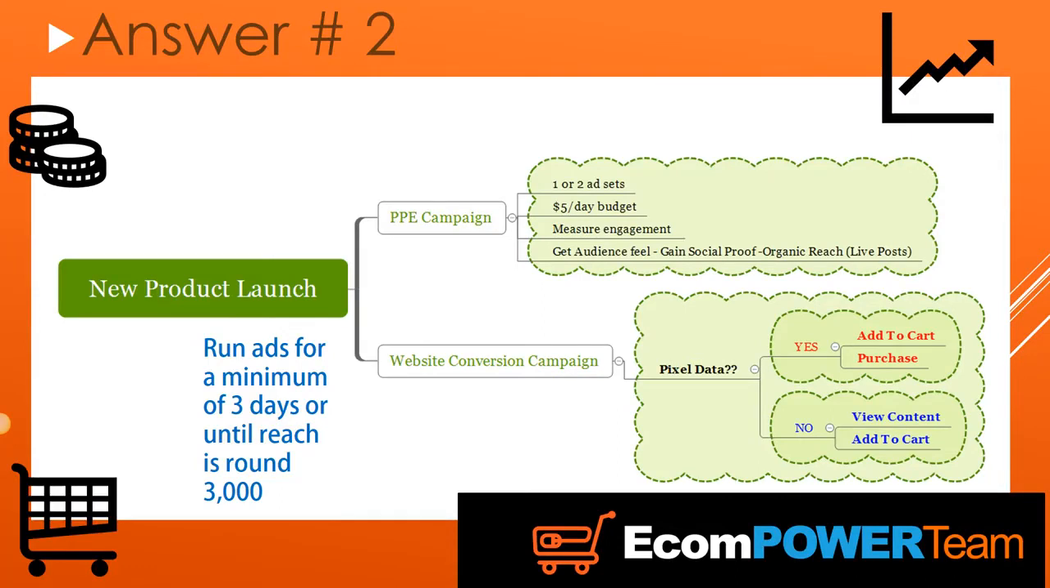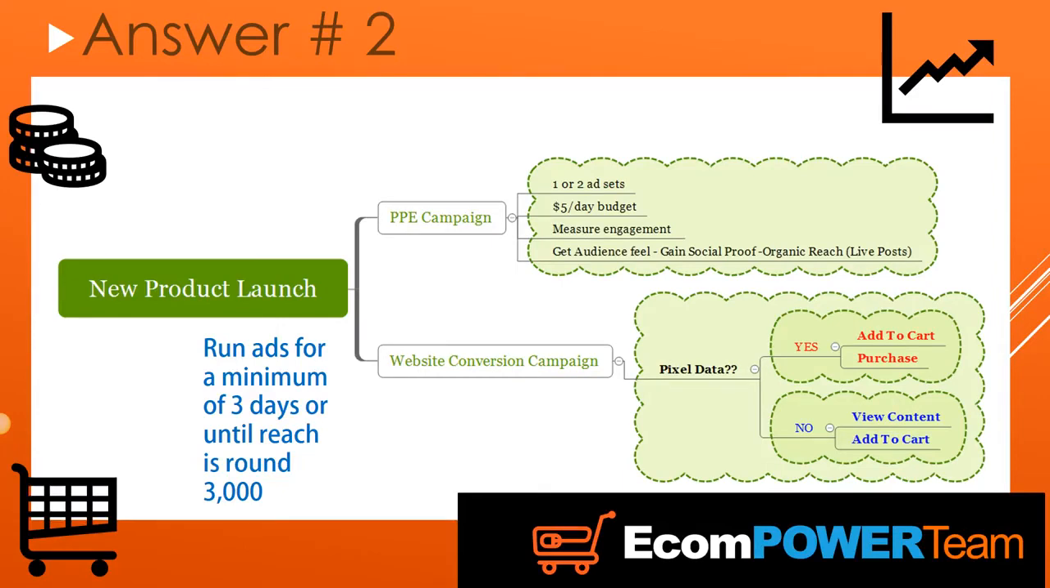So I like to run small little $5 ads to this specific PPE post, and depending on the audience, I'll run either 1 or 2 different ad sets, depending on how big the audience is. Okay, and I also like to run those in correlation with a website conversion campaign. And depending on if your pixel has data, and when I say data, I mean more than 100 purchases, a few hundred add to carts, a few thousand view contents.